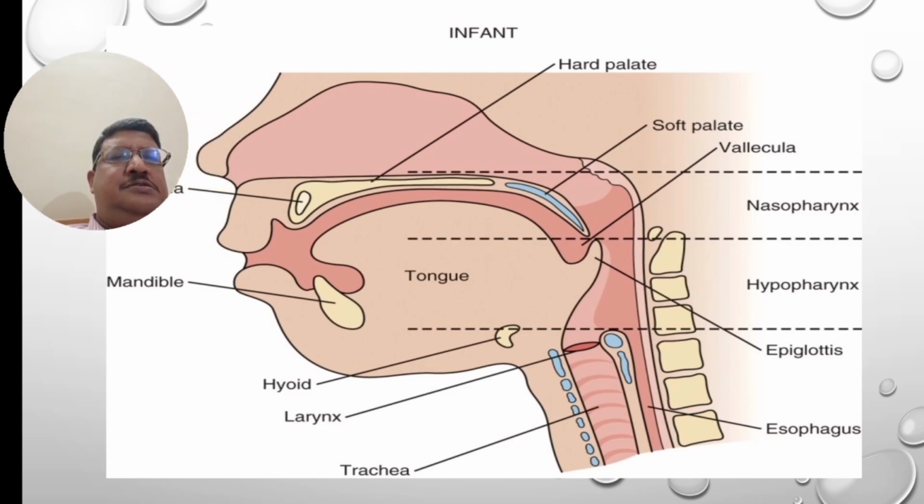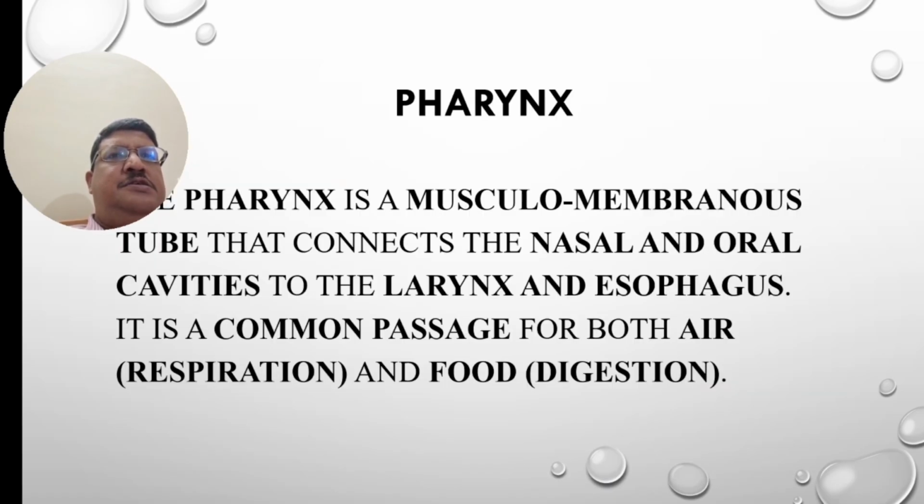This is the structure of the upper respiratory system: soft palate, pharynx, epiglottis, larynx. The pharynx is a musculo-membranous tube that connects the nasal and oral cavities to the larynx and esophagus. It is a common passage for both air respiration and food digestion.